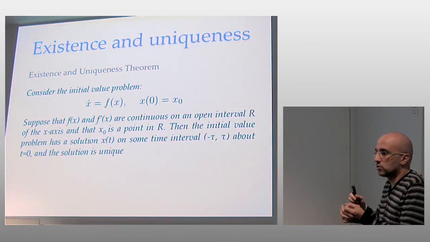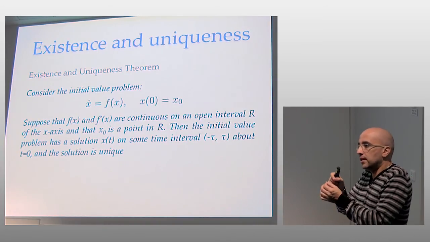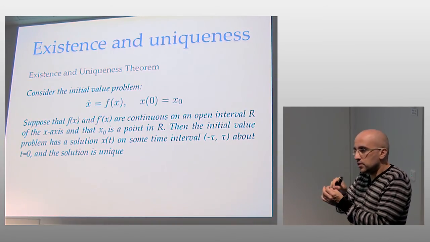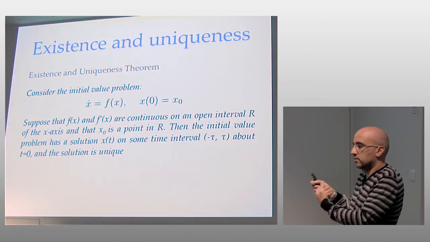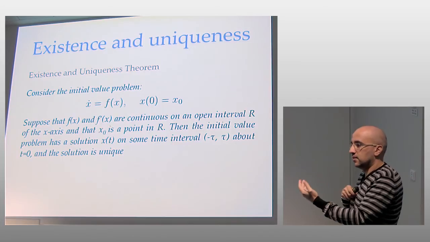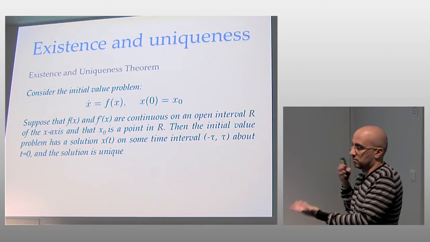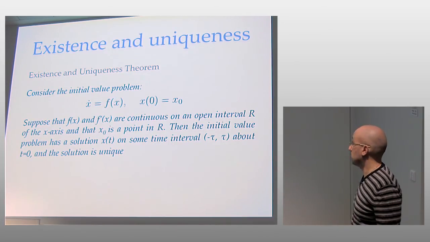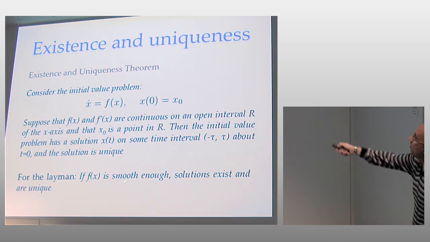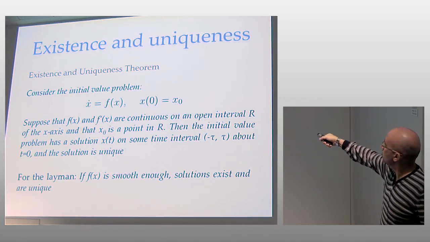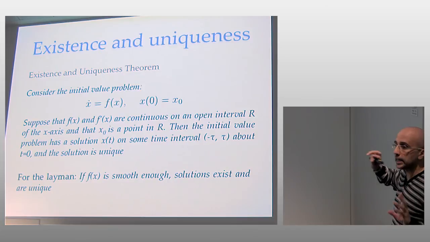So basically, it's possible to construct a solution a little far in the future from the initial point, and also a little back to the past from the initial point, because in the case of Newtonian mechanics, the future and the past are the same thing. Somehow you can predict them with equal accuracy. So there is a symmetry. This is what the existence and uniqueness theorem says. So if f of x is smooth enough, solutions exist and they are unique.